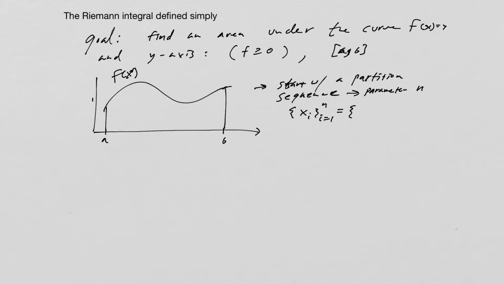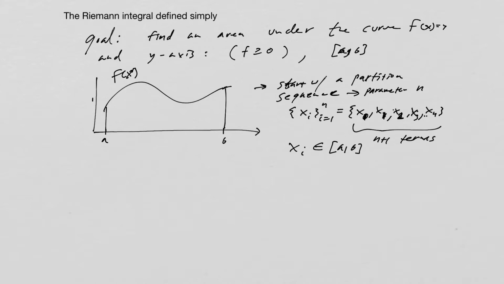And that parameter n then basically says that we're going to start at x1, and we're going to go to x2, we're going to go to x3, all the way to xn. Actually, I'm going to start at 0 and go to 1, and then 2, and then 3, and so on and so forth, all the way to xn. And so the partition will always have n plus 1 terms.